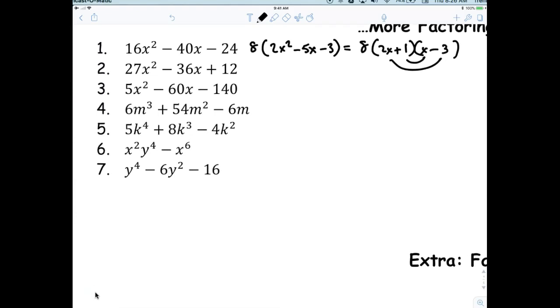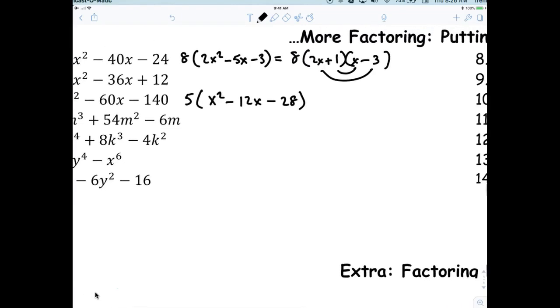Let's knock out number 3. What's common? 5. So we have x squared minus 12x minus, what is that, 28? Now the factors of 28 that make 12. 14 and 2, thank you. So this would be 5 times (x minus 14) times (x plus 2).